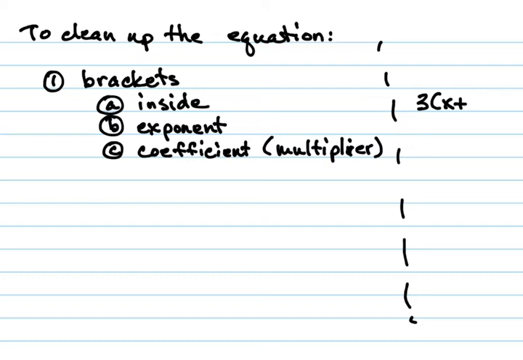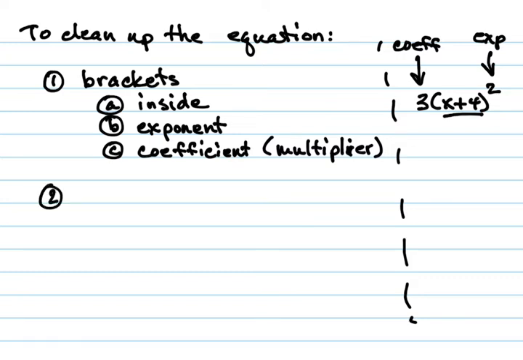So for example, here's an example of a bracket. Clearly the x plus 4 is the inside, the 2 is the exponent, and the 3 is the multiplier or the coefficient. And you can tell that it's a multiplier because it's right up against the bracket with no operation symbol in between. Multiplication is the only operation that requires no symbol. So if you see no mathematical symbol at all, then you automatically can conclude that you're dealing with multiplication. Right?